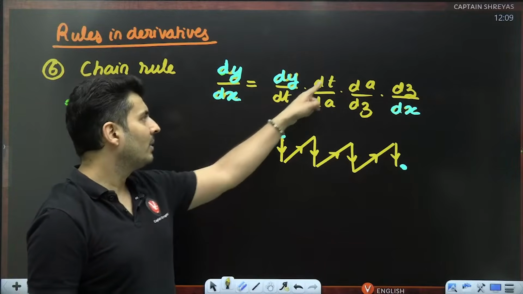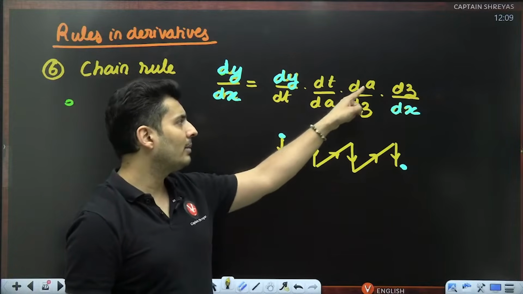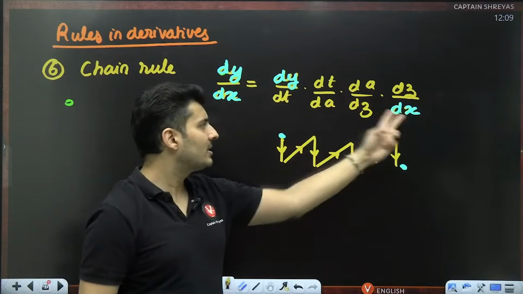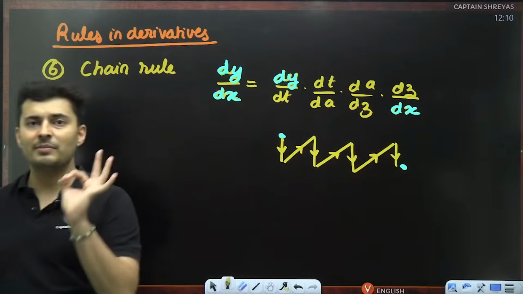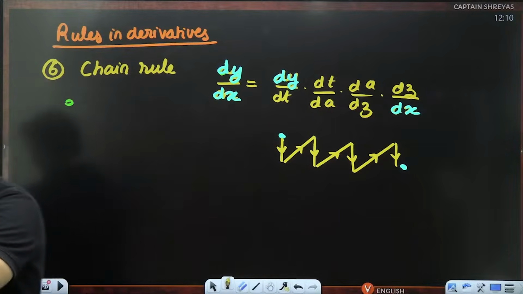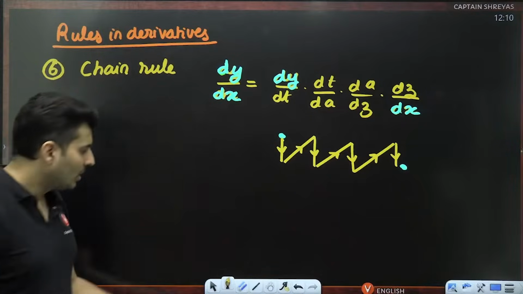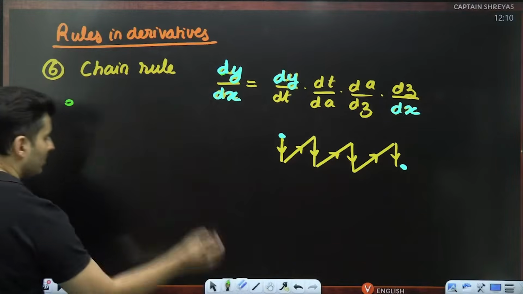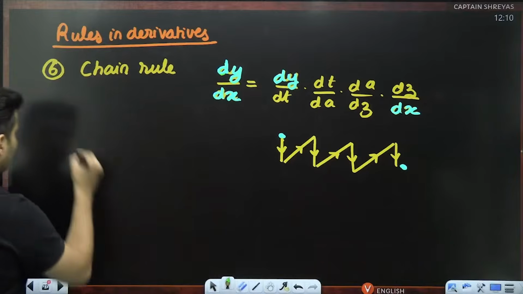If you divide by t, multiply by t. Divide by a, multiply by a. Divide by z, multiply by z. Anyway, it cancels out. What is remaining is just dy and dx. This is basically called your chain rule. As simple as that. Now, how to use the chain rule? What are the typical applications of it? Observe this carefully.